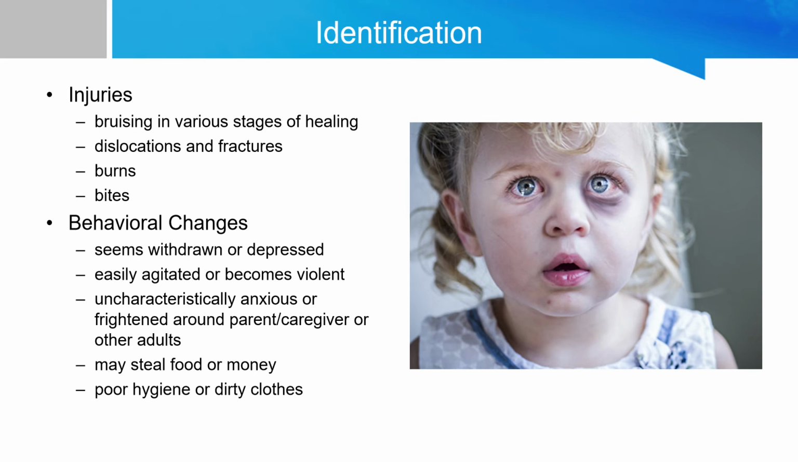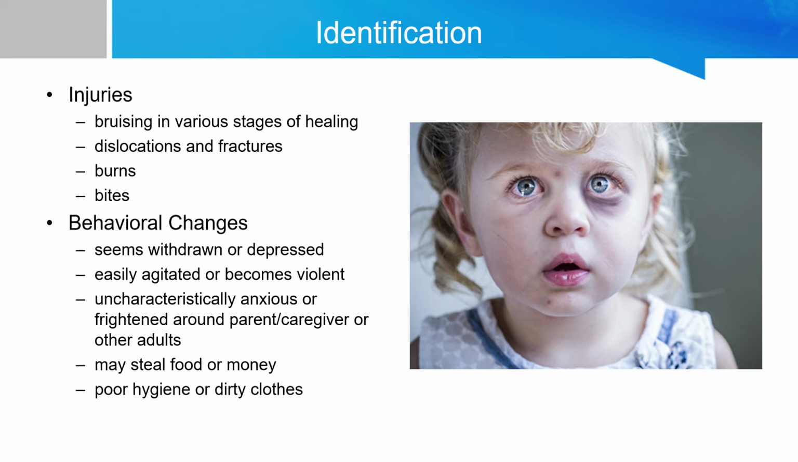Dislocations and fractures are also common injuries associated with abuse. Burns and bites could also indicate some form of physical abuse. There are also some behavioral changes that can identify possible abuse. If a child seems withdrawn or depressed, becomes easily agitated or violent, or is uncharacteristically anxious or frightened around their parent or caregiver, or possibly other adults, this may indicate that they are experiencing fear related to physical abuse.